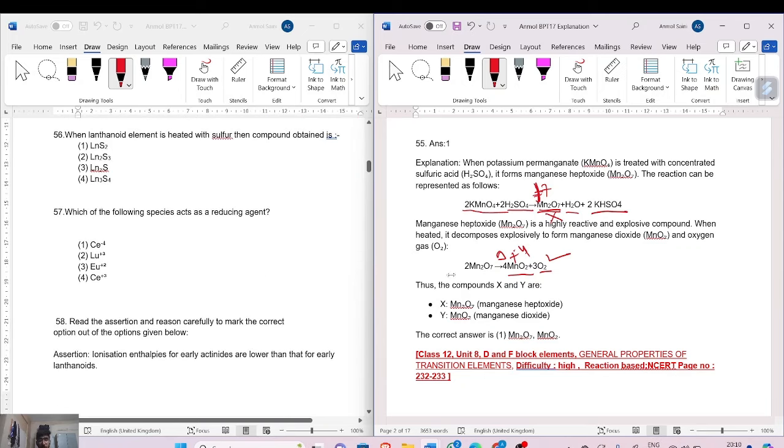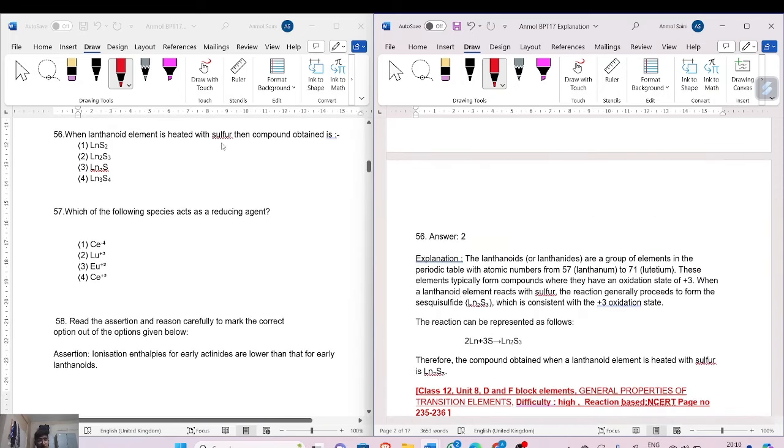Question number 56 is asking: when a lanthanoid element is heated with sulfur, then the compound obtained is? So we have to tell the compound obtained. We know the common oxidation state for lanthanoids is plus 3. It can show oxidation states of plus 2, plus 3, plus 4, but the most common oxidation state is plus 3. So we will take our oxidation state as plus 3.